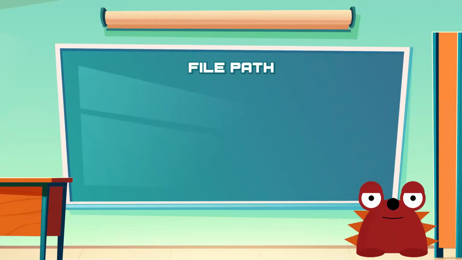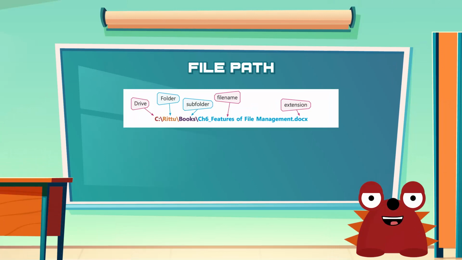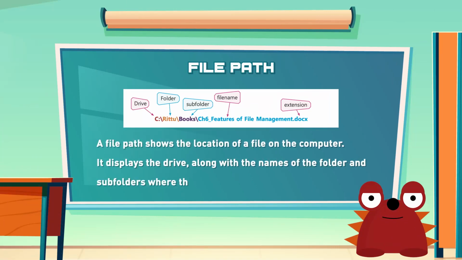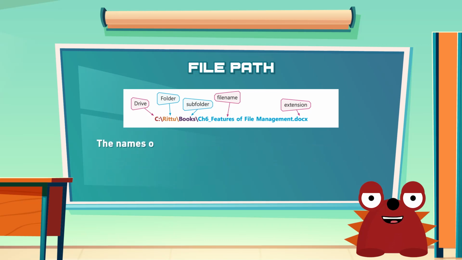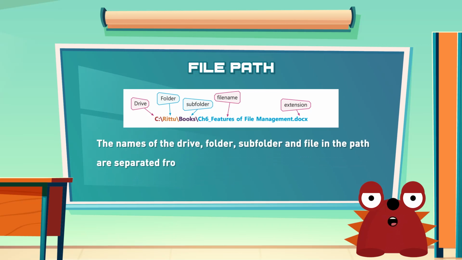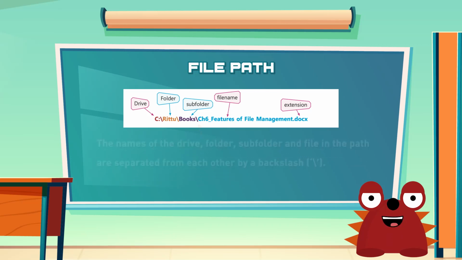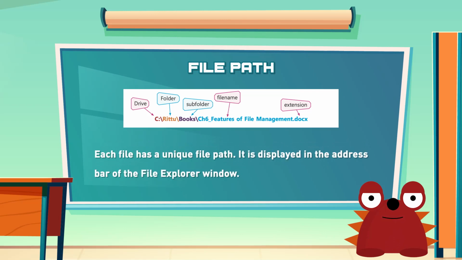Continuing, let's learn about file paths. A file path shows the location of a file on the computer. The names of the drive, folder, subfolder, and file in the path are separated from each other by a backslash. Each file has a unique file path. It is displayed in the address bar of the File Explorer window at the top.